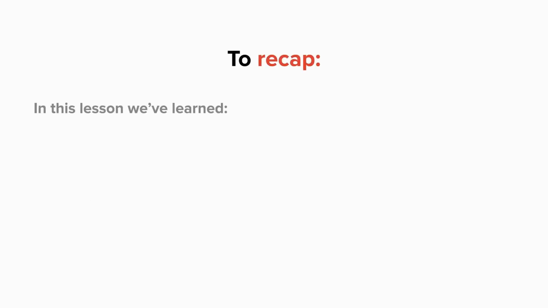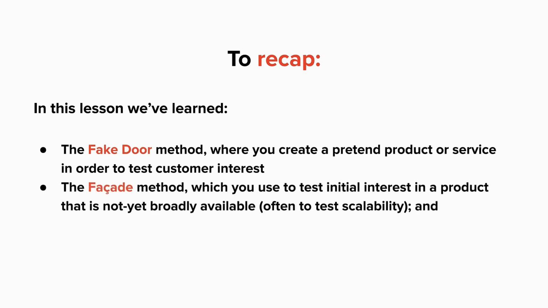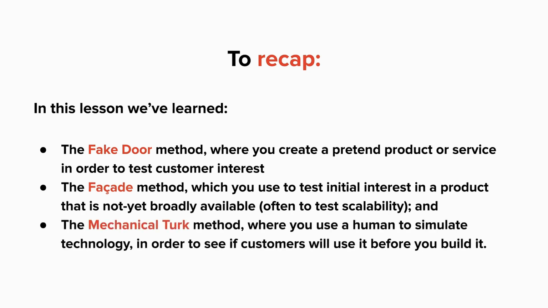To recap, in this lesson we covered the fake door method, where you create a pretend product or service in order to test customer interest. The facade method, which you use to test initial interest in a product that is not yet broadly available, and often to test scalability. And the Mechanical Turk method, where you use a human to simulate technology in order to see if customers will use it before you build it. All of these methods are about getting your first pieces of data quickly and cheaply, because then you can iterate. You don't only run one prototype experiment, you run them over and over and over to figure out what customers really want.